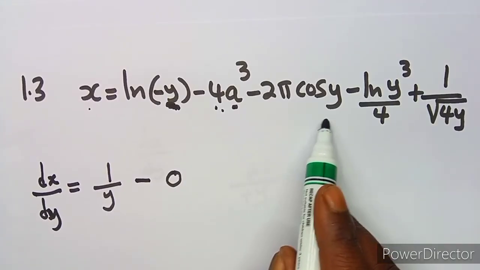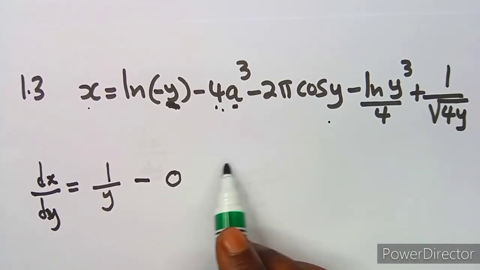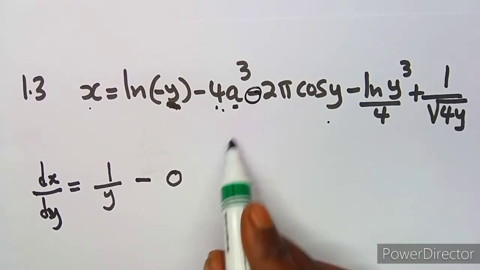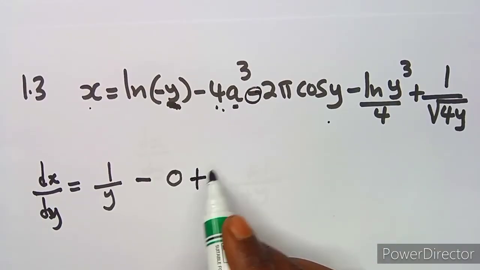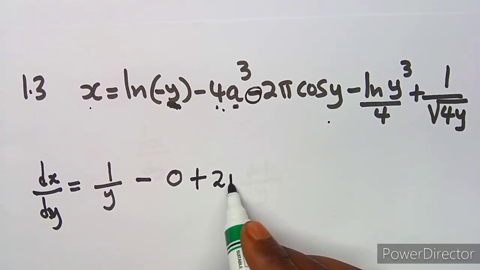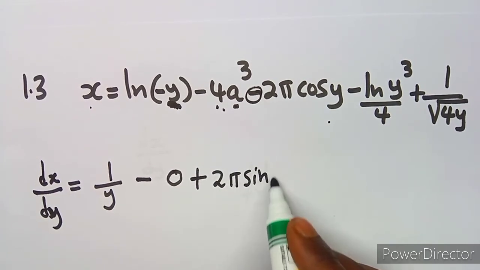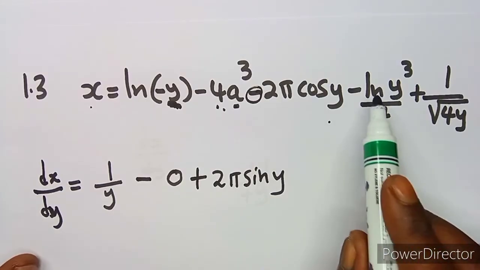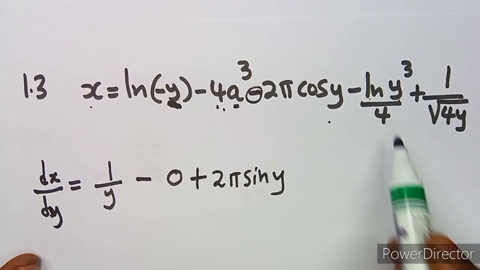Remember, the derivative of cos is minus sine, so it's minus this minus and the minus for sine, so it's going to be a plus. So it's going to be 2 pi sine y, like this. Okay, then we have got a ln here, but let's first see what we have on this ln.